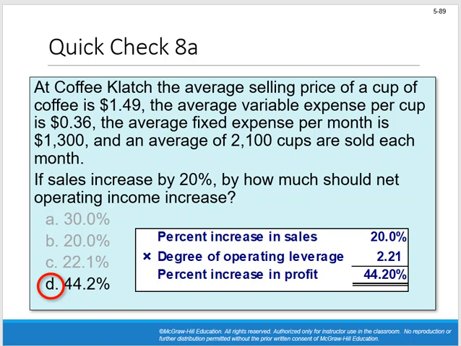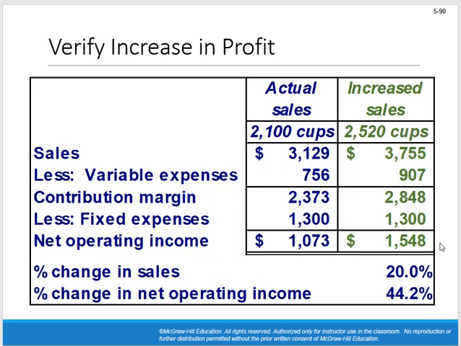And we can verify all of that. We can do all the math if you want to see it. So if we increase our sales from 2,100 cups up 20%, it goes up to 2,520. We do all of our math and we see that our net operating income goes from 1,073 up to 1,548. So if I take 1,073 times 1.442, I get that same answer, 1,548.